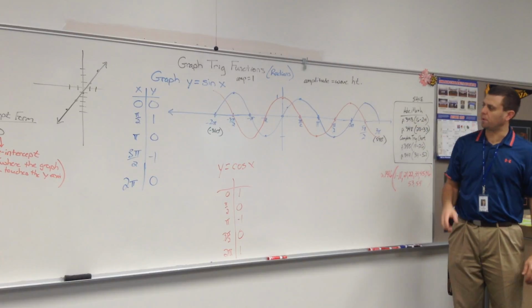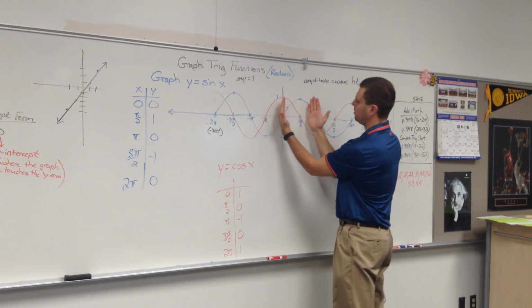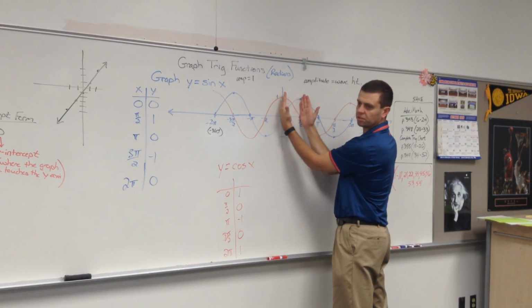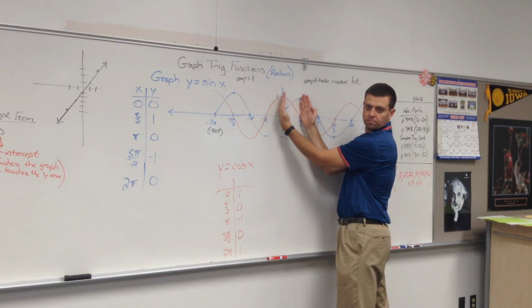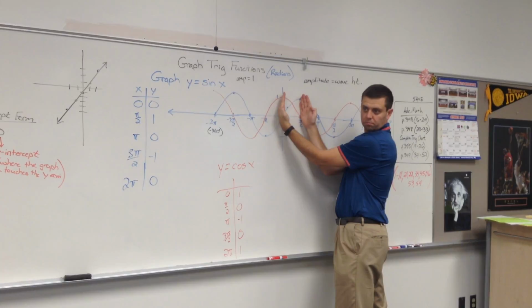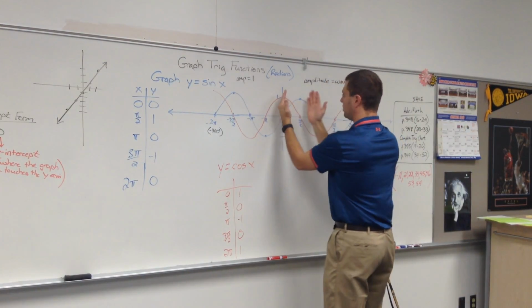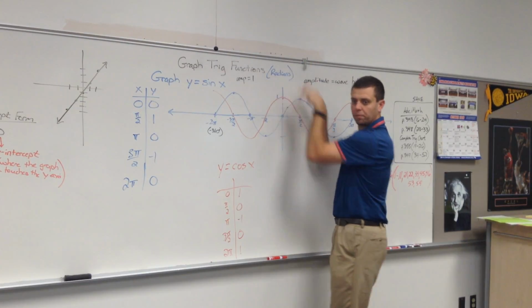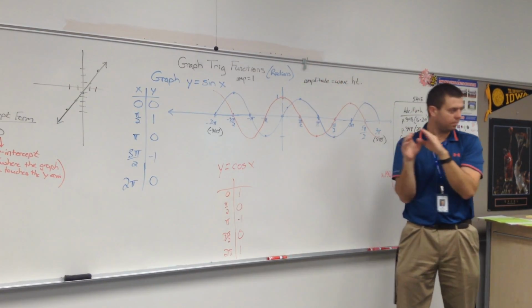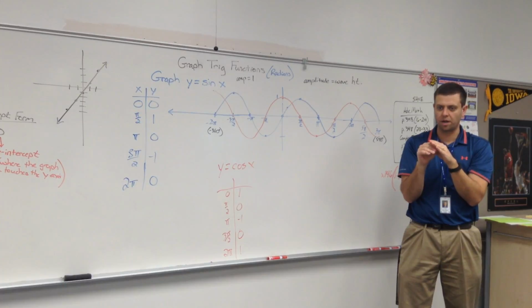Another thing I'd like to point out. Between 0 and pi over 2, between 0 and 90 degrees, isn't that the first quadrant? Yes. Look where both graphs are. They're both above 0 because sine and cosine are both positive in the first quadrant, right?